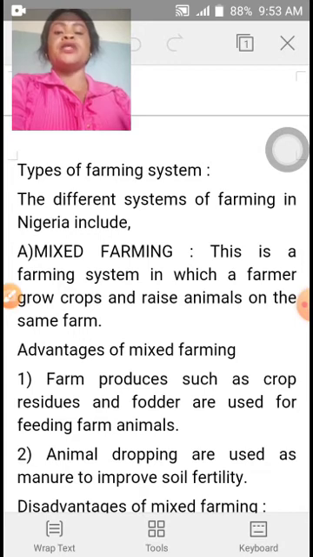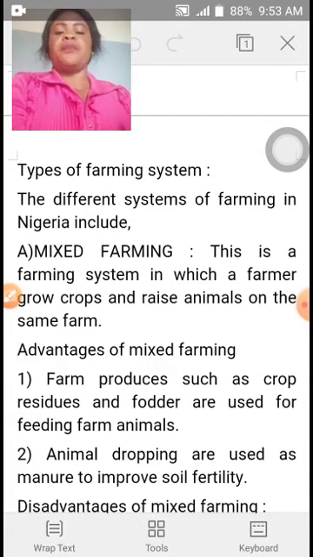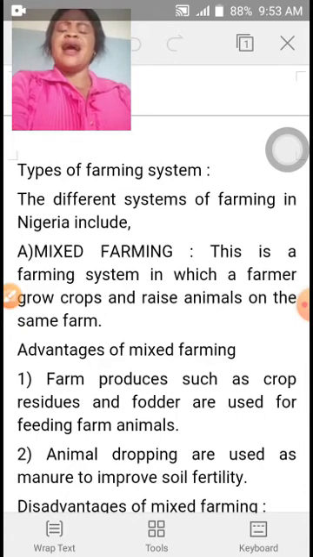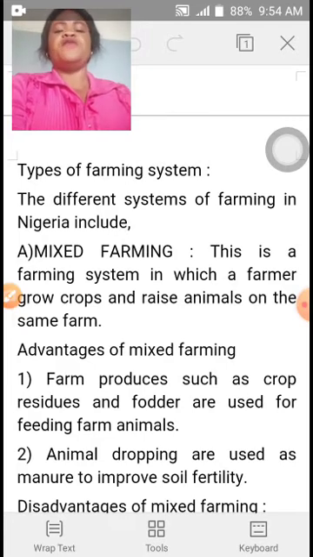Now let's look at number two advantage of mixed farming. Number two is animal dropping is used as manure to improve soil fertility. Animal dropping like poultry waste, that is sawdust from the poultry house, the cow dung, sheep litter, are used to improve the soil fertility. I hope you know the soil fertility. We are going to talk about that in your JS3, soil fertility as a topic, and management, how to manage the soil fertility. So all those animal dropping are used as manure to improve the soil fertility.